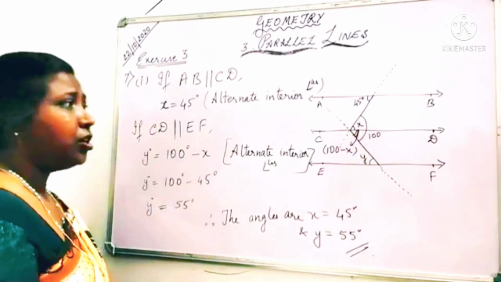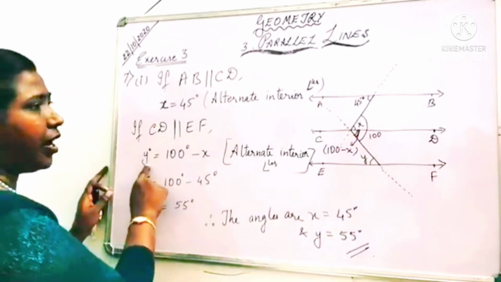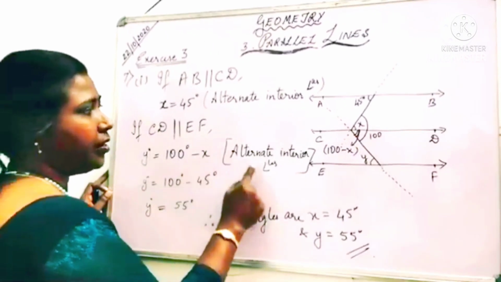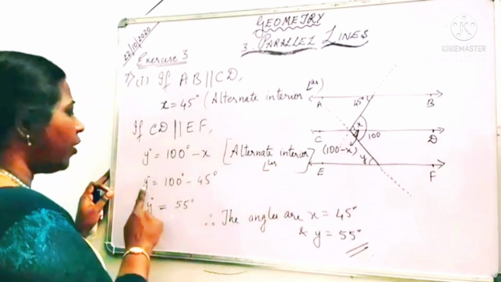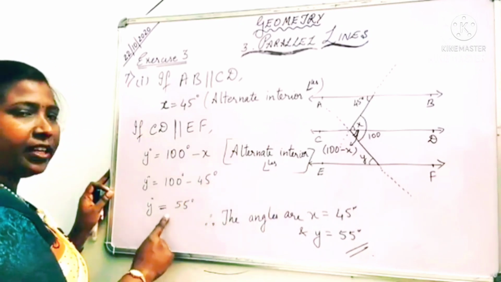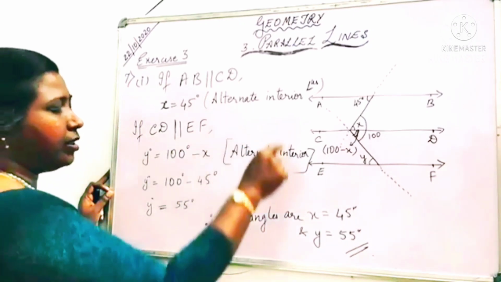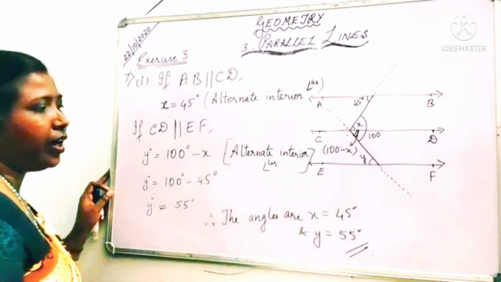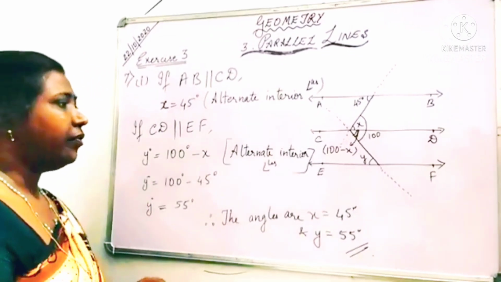Is that clear, students? So y degree is equal to 100 minus x, that is alternate interior angles. So y degree is equal to 100 minus 45 degree, y degree is equal to 55 degree. So the angles we got are x is equal to 45 and y is equal to 55 degree.